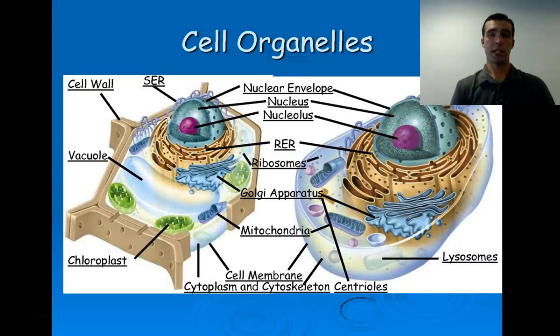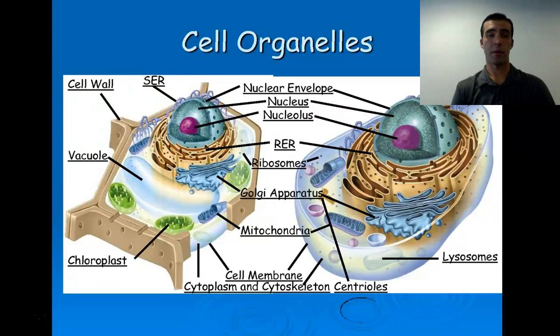As we look here, we can see two eukaryotic cells and how they differ from each other. We have a plant cell on the left and an animal cell on the right. As you can see, they both have nuclear membranes that cover the nucleus, as well as similar organelles. These include the endoplasmic reticulum, ribosomes, Golgi apparatus, and mitochondria.